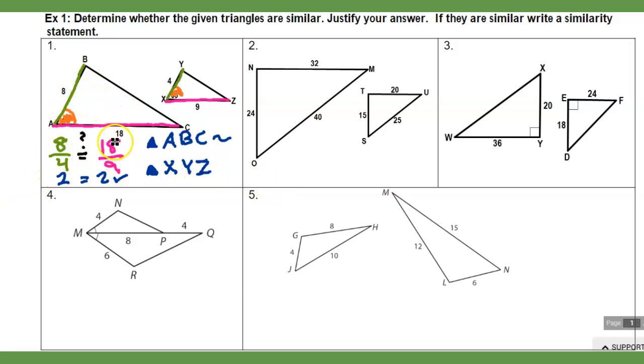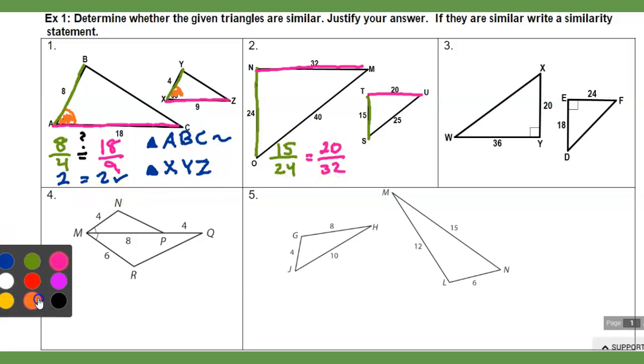So same idea. What I did with the two colors here, we just go one more round and do all three. So here what I'll do is 15 over 24, same as 20 over 32. And then we got this third side now, the same as 25 over 40.